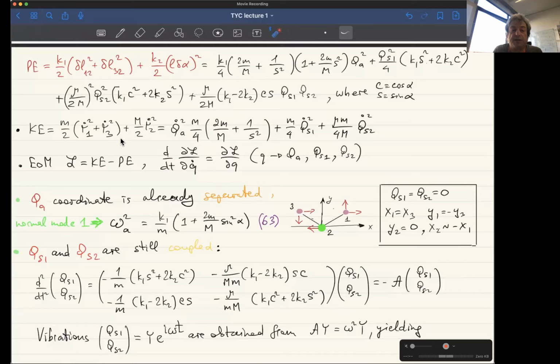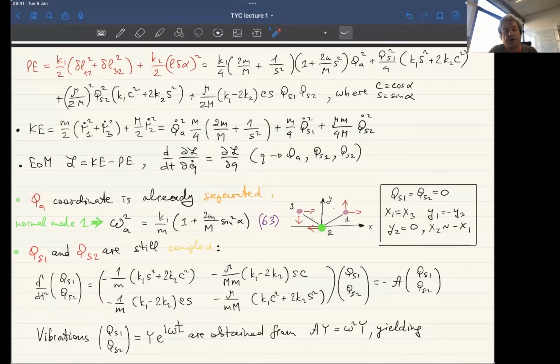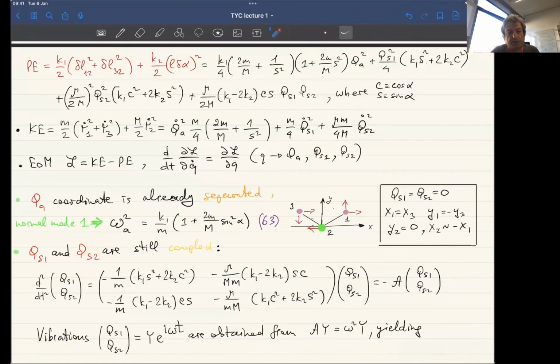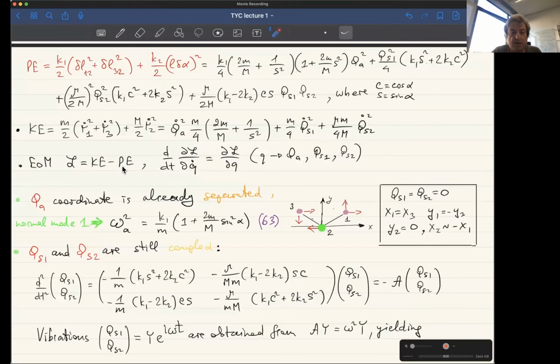Similarly, you can consider the kinetic energy as well. This would be the kinetic energy of atom 1, of atom 3, and of atom 2. And again, you substitute them via the Q coordinates, and you will have that expression. Then we will construct the Lagrangian, or if you like, you can construct the Hamiltonian, and you write equations of motion.